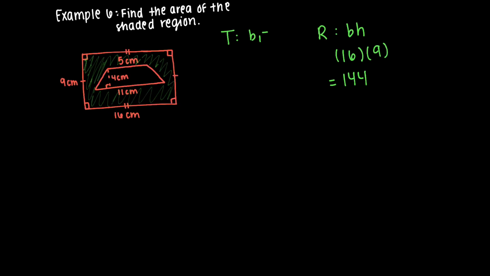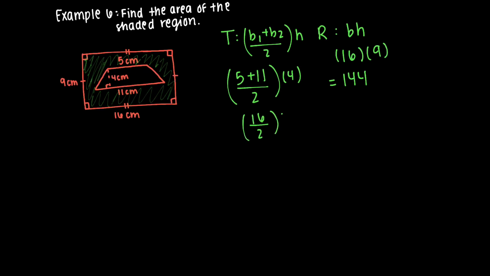Remember, I just want the shaded region, so I have to find the area of the trapezoid. I take base 1, add it to base 2, divide it by 2, and then multiply it by the height. So my base 1 is on top. I have 5 plus 11 divided by 2 times my height, which is 4. 5 plus 11 gives me 16, still divided by 2 times 4. And then 16 divided by 2 leaves me with 8 times 4, which gives me 32.